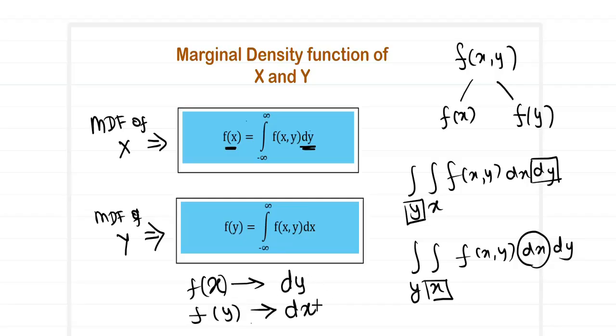You can remember in this way, opposite poles attract each other. So when you want fx, integrate with respect to dy, and when you want fy, integrate with respect to dx.